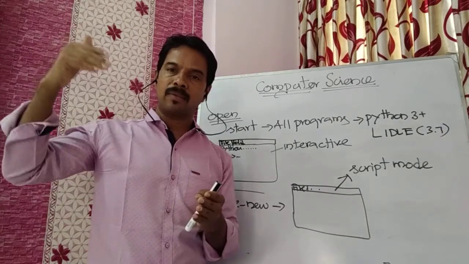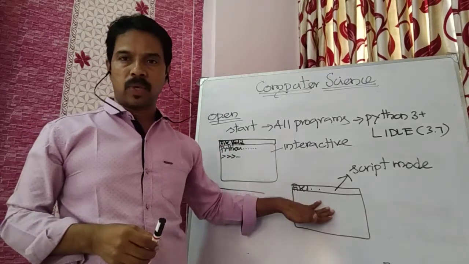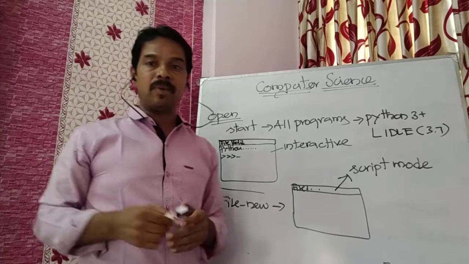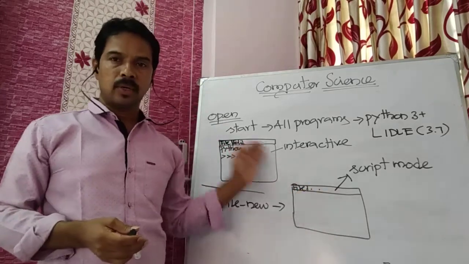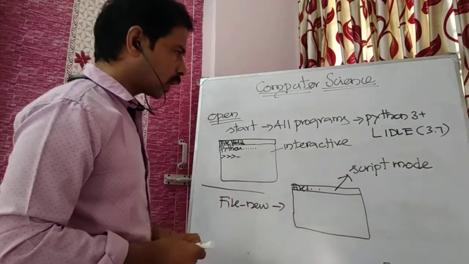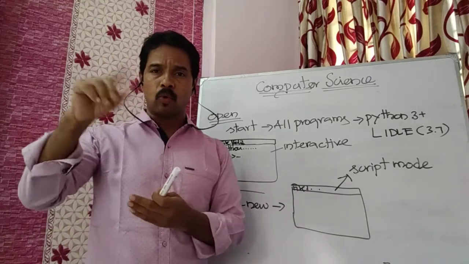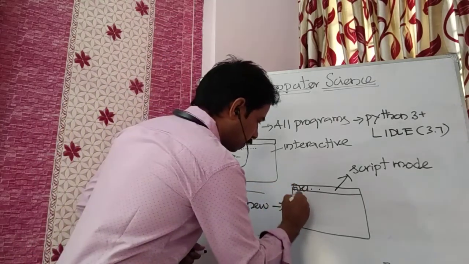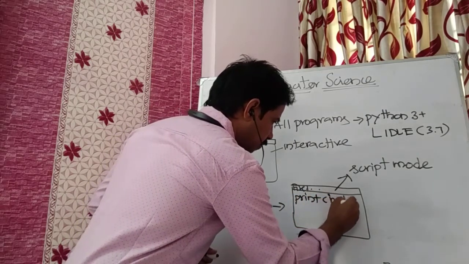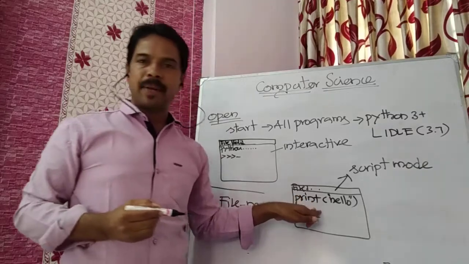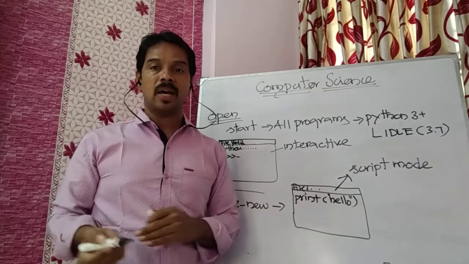And if you want to add even 50 more lines, it is possible in script mode. Based on your aim and your requirement, you can use any one of these two modes. Basic content: if you want to print, type print, open bracket, for example, hello, something like that. I am typing 5 lines of code like this. I have to see the output, right?